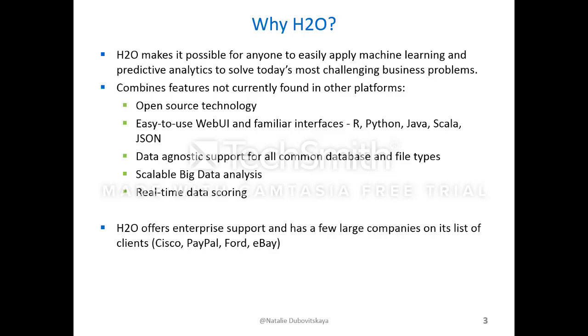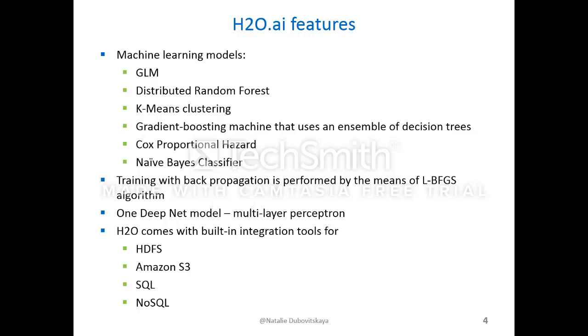So like I said, it's open source, and also it has a very easy to use web interface that's called Flow that we're going to take a look at later. And it can also be used through familiar interfaces such as R, Python, Java, Scala, and JSON. The important thing about H2O is that it offers enterprise support, and the list of clients includes some fairly large companies such as Cisco, PayPal, Ford, eBay, and a number of others. I didn't want to list all of them.